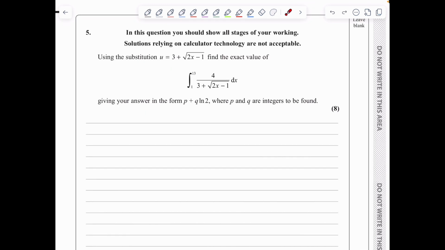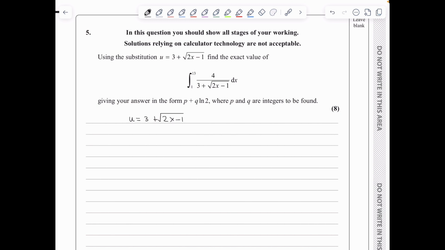In question 5, we are asked to use a substitution u is 3 plus the square root of 2x minus 1 to find the value of this integral, giving our answer in the form p plus q ln 2 with p and q being integers to be found. So let's start with the substitution we were given. We've got u is equal to 3 plus the square root of 2x minus 1.